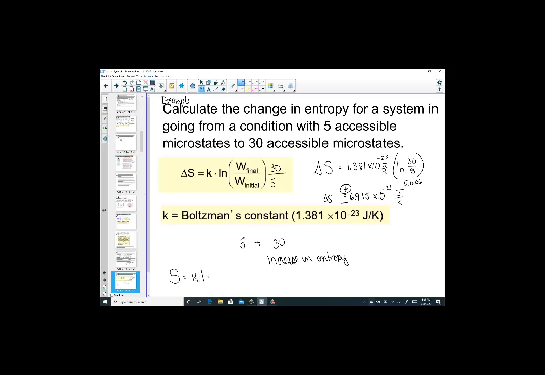Had we flipped that, if we were becoming more organized and we went from 5 over 30. If we started with 30 microstates and now only allowed them to have 5 microstates, what would that come out as? If you hit that with me, the natural log of 5 divided by 30 times your Boltzmann's constant, that gives us negative 2.474 times 10 to the negative 23, but it came out negative, didn't it? Because it's becoming more organized. So the negative here is a decrease in entropy, which is an unfavorable process. Yeah, good work.